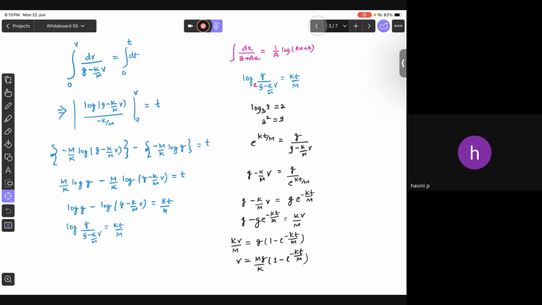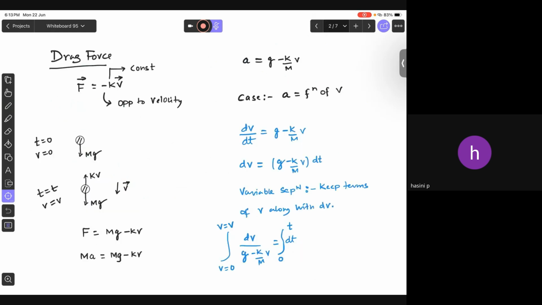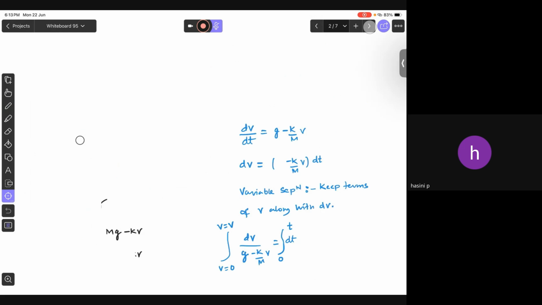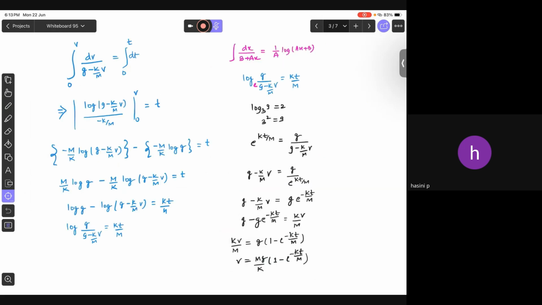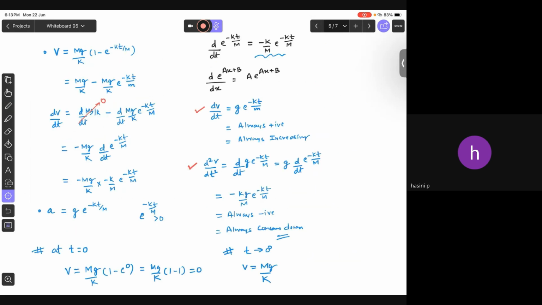So you can check the acceleration, what it came. Here is the acceleration. See, acceleration is this much. After a long time, what is the acceleration? It is going to be 0. Correct? So acceleration 0 means force 0, which means terminal velocity is achieved.